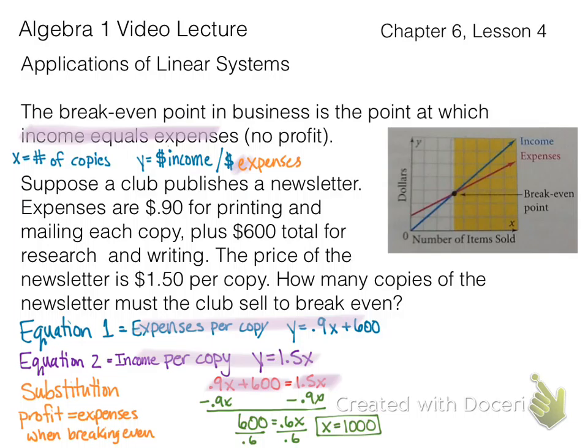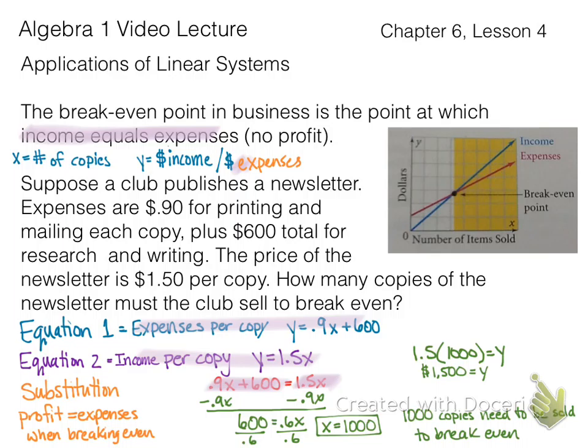our newsletter. But the thing is, once we know that, even though the question doesn't ask it, how much are our expenses and our income if we produce 1,000 newsletters? Well, we can plug it back in. And we're going to find out that it costs $1,500 to make 1,000 newsletters. All right, which means we also need to sell 1,000 newsletters to break even.